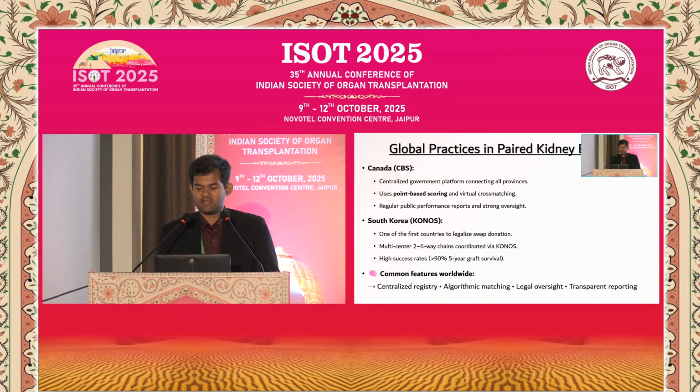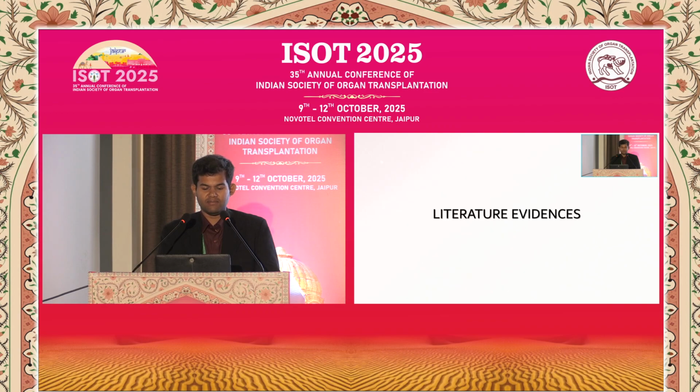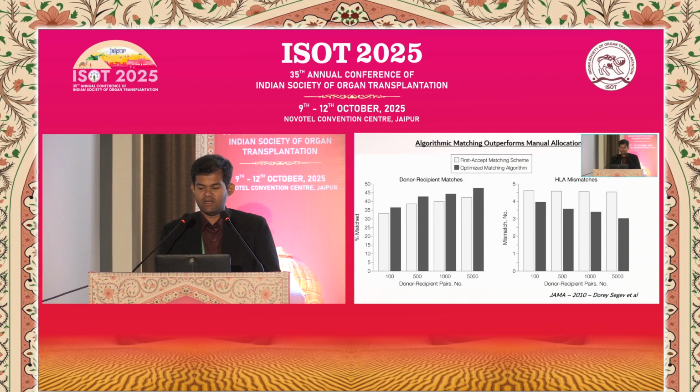Canada's CBS network connects all provinces through a single platform using point-based scoring and virtual cross-matching to prioritize matching. South Korea, using its KONOS system with outstanding graft survival rates, has done 2 to 6 way pairs. So globally, all these paired exchange systems share a few key elements: centralized registry, algorithmic matching, strong legal and ethical oversight, and transparent reporting. This pivotal 2010 study by Dorry Segev and others compared a manual first-accept allocation scheme with a national optimized matching algorithm.